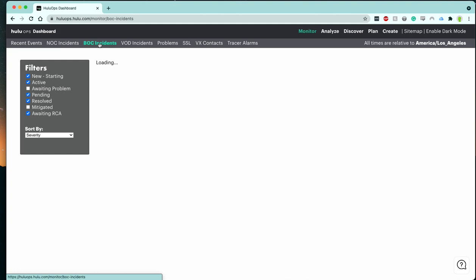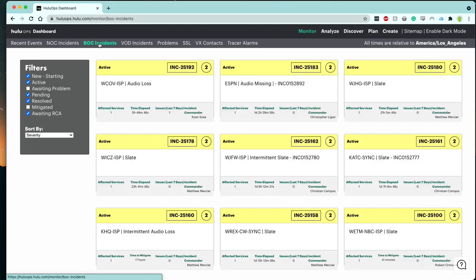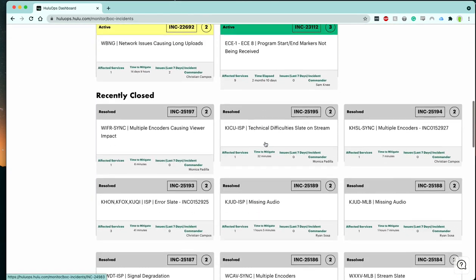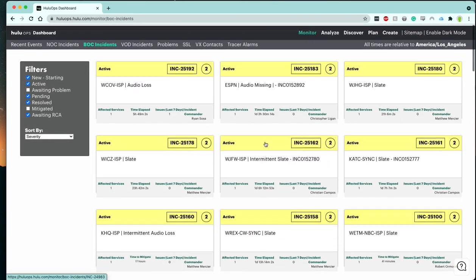So you're going to see primarily channel issues in this view. So these are current channel or live stream issues that are in play. And you see that these are call letters for the channels that are currently experiencing an issue. Severity model is a little bit different on the BOC incidents. Everything is a Sub 2.